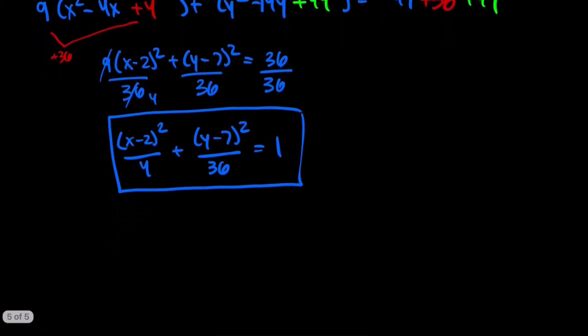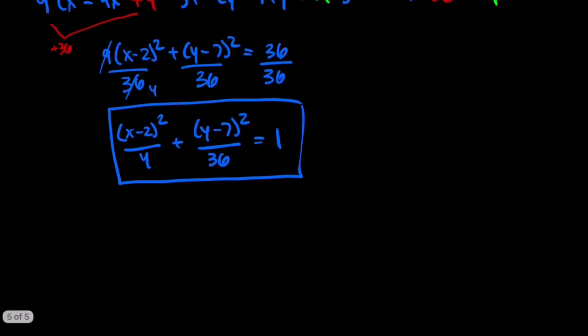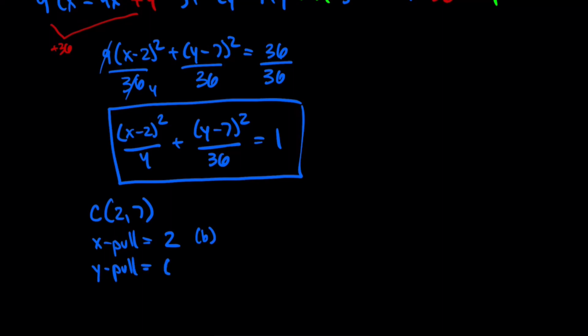All right. First 3 things we get from this equation. The center: 2, 7. X pull: 2. Again, where does that come from? The square root of whatever's under the x. And in this case, that's the smaller one, so that's b. Y pull is 6, the square root of whatever's under the y. And that's going to be a, the larger one. So I always need to identify the center.